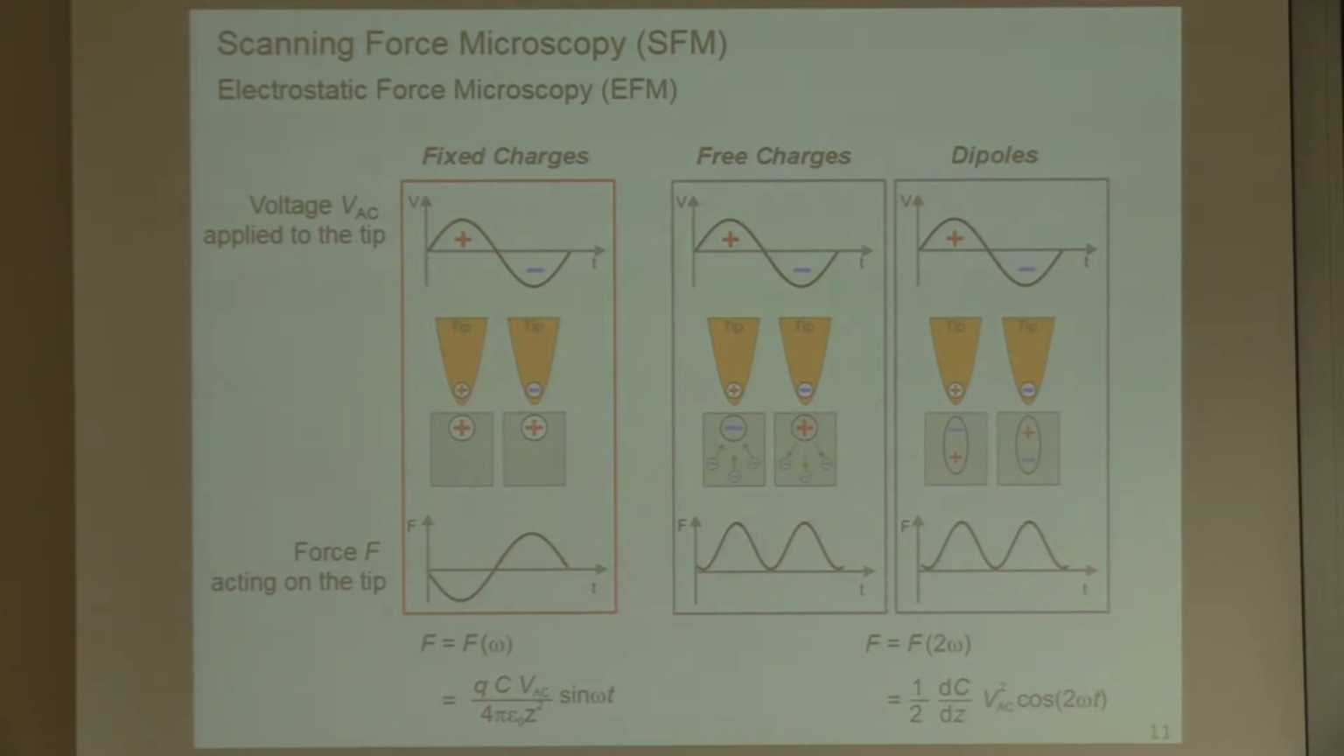So if you have a sample, a dielectric for instance, and you're on top of it at a certain distance, you can measure the charge distribution inside your sample, whether it's fixed charging, whether it's mobile charges, or whether they are dipoles. You can distinguish between the three. However, the distinction between those two, it's not possible via frequency. You need additional information on your sample to make sure what you see.